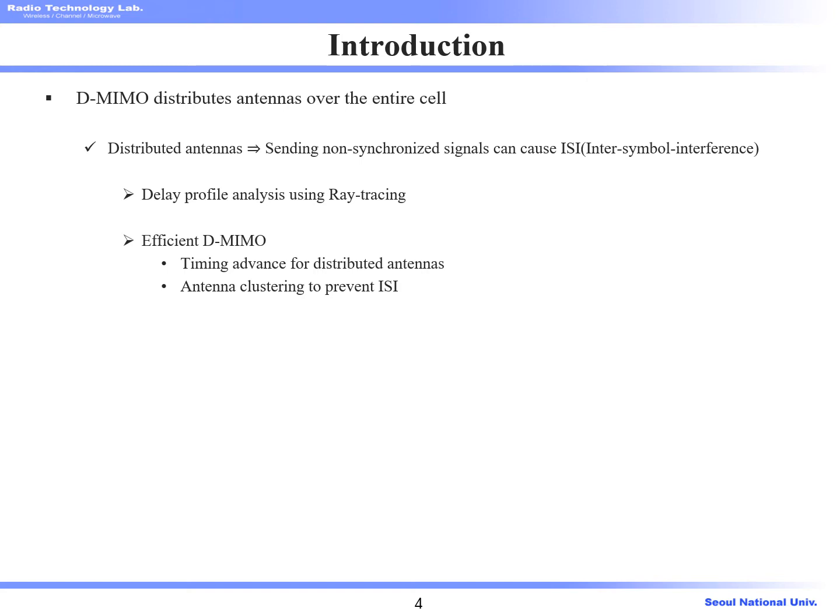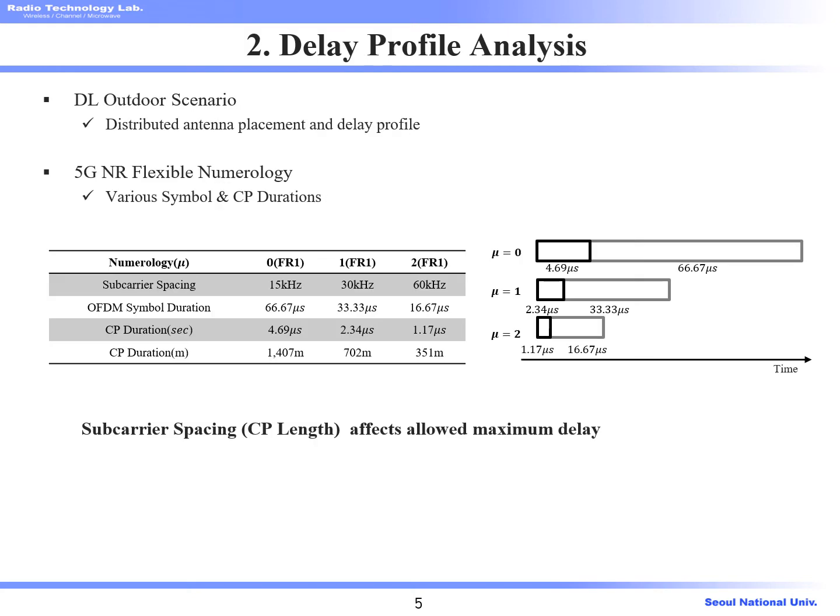Also, to use distributed MIMO systems efficiently, timing advance for distributed antennas, as well as antenna clustering to prevent ISI, is also considered in our research. The first part of my research is the delay profile analysis for downlink outdoor scenarios, where we considered various distributed antenna placements and their delay profiles.